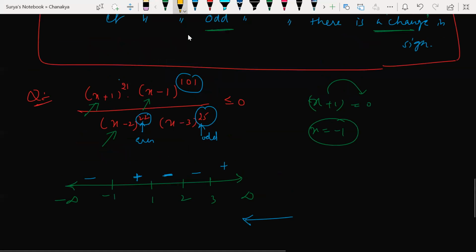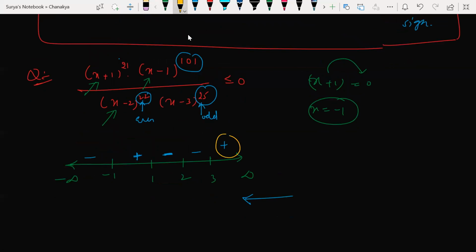What I'm trying to say is, first you start with plus only. Check the power of 3. Power of 3 is odd, so plus becomes minus. Check the power of 2. It is even power, so there is no change in sign. Check the power of 1. It is odd, so it becomes minus to plus. Check the power of minus 1. Plus becomes minus. Understood or not?